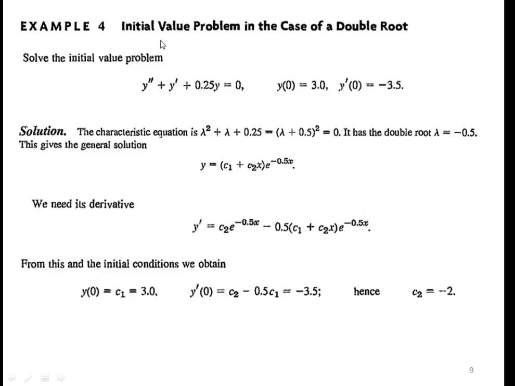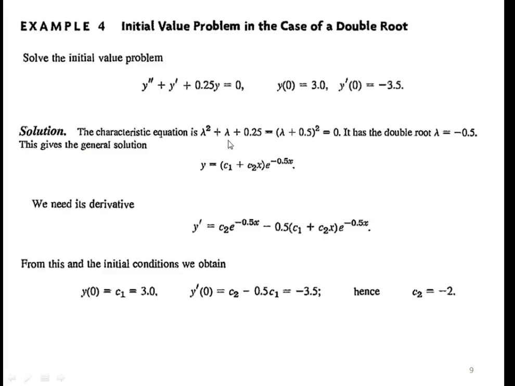Now example 4, initial value problem of the case double root. Again you have seen here y double prime plus y prime plus 0.25 y equal to 0, and these are the initial conditions. Again, why do we have two initial conditions? Because we need two initial conditions to find two constants C1 and C2. Solution.